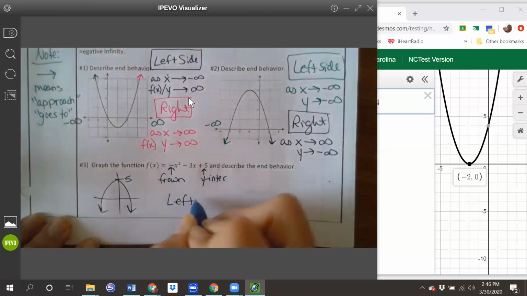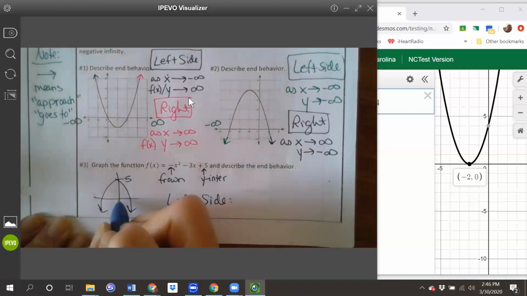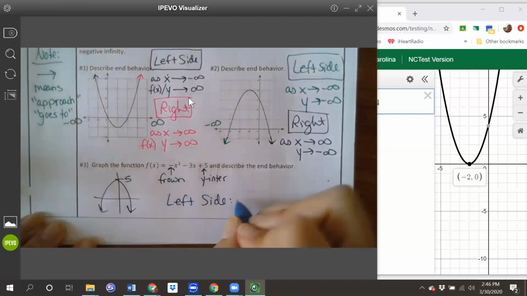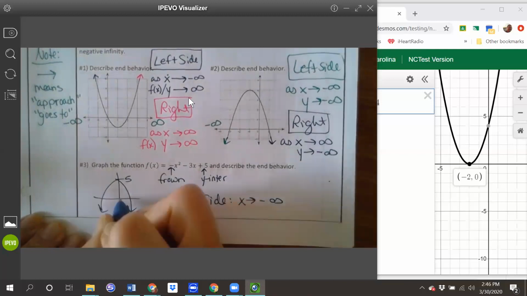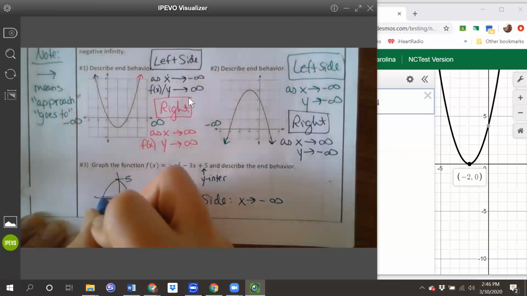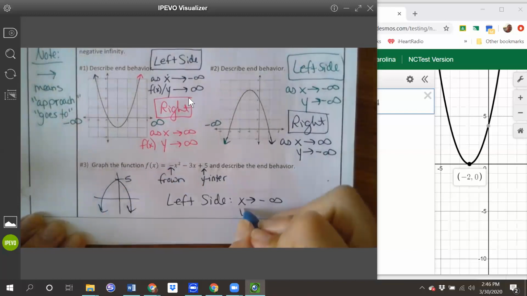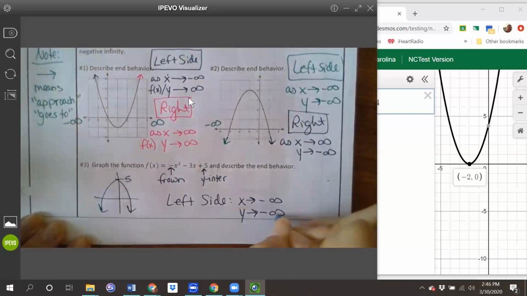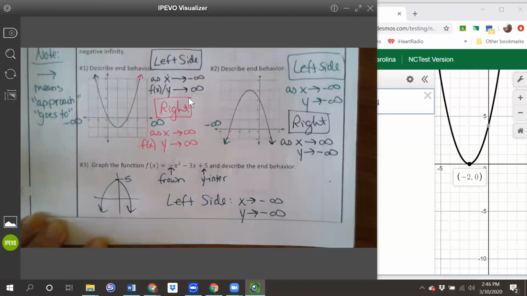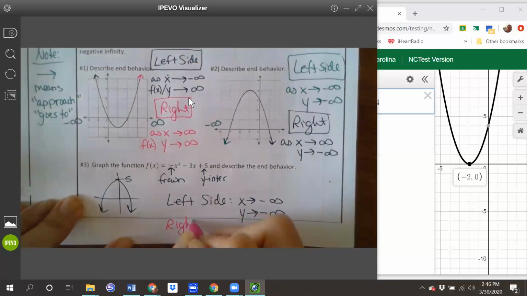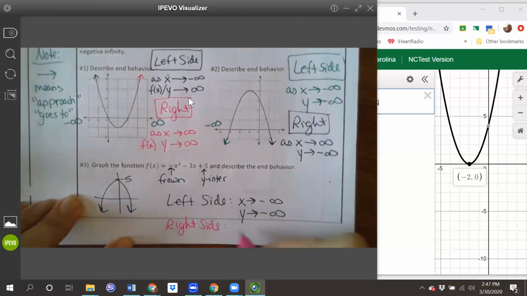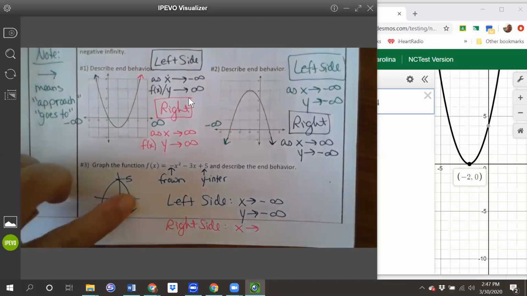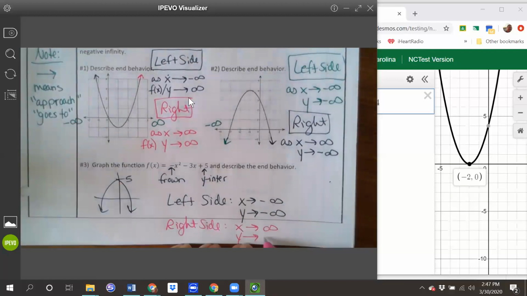So what is our left side behavior? As x's are going farther and farther this way, so as x's are approaching negative infinity, where's the graph going? It's going down, which means that your y values are going to negative infinity as well. And now let's do the right side. So as my x values go farther and farther to the right, which is positive infinity, where's the graph going? Graph is going down. So that is negative infinity.